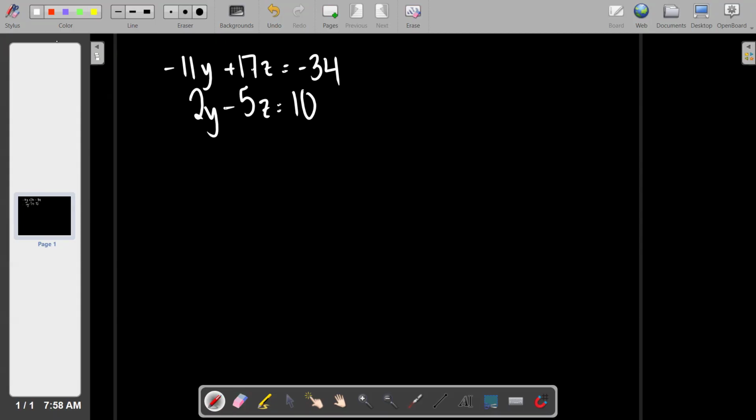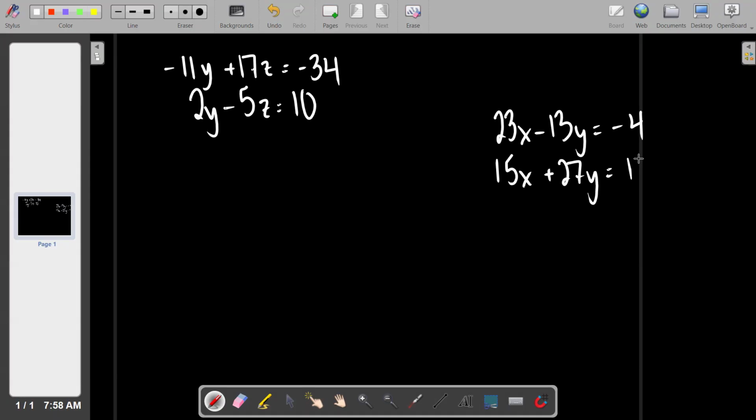By the way, I want to show you a trick real quick. This is just kind of a side note, but if I had something like 23x minus 13y equals -4 and 15x plus, I don't know, 27y equals 11. Just making this up. If we come across a system like this, which we will, and I mean, like even I have no idea what 15 and 23 can both be made into. I have no idea what 13 and 27 can both be made into.